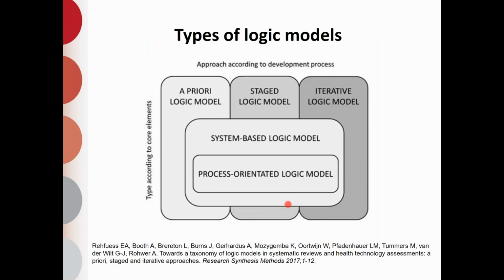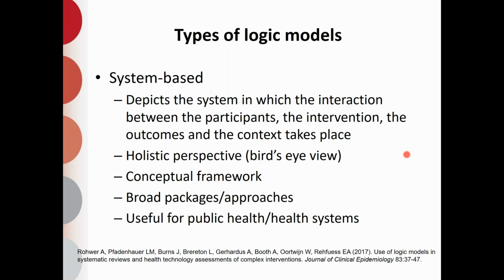Now I get to the types of logic models, so as not to confuse you with the terminology, we also have to identify two types of logic models for use in systematic reviews that go across the approaches, so within the approaches, and those are the system-based logic model and the process-orientated logic model. I'm just quickly going to describe these two types of logic models.